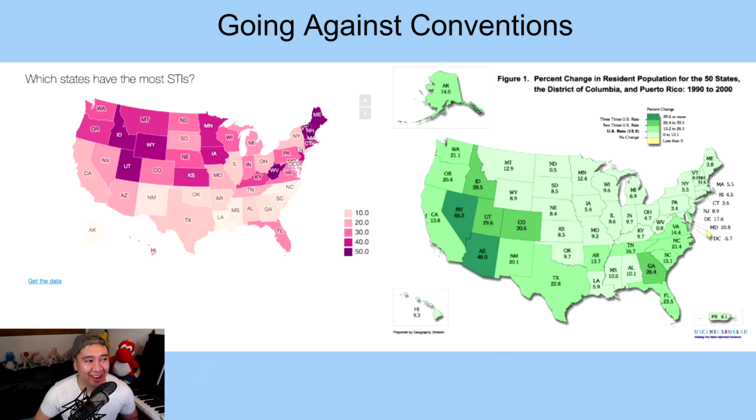And the last way, the fifth way that you can mislead using graphs is going against convention. So what we have here are two graphs. They are of the United States, of course. The left graph conveys which states have the most STIs, or the STI rate. According to the source, the darker color, the purple, actually means that that is the lowest amount of STIs, or the lower rate of STIs.